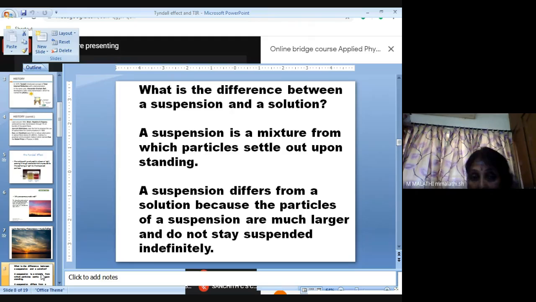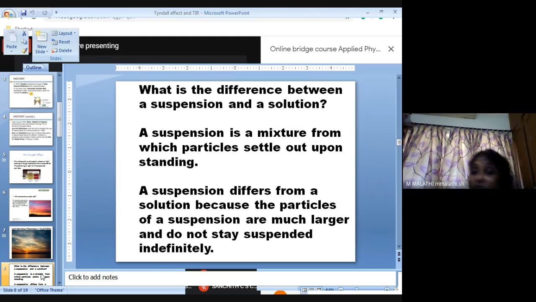What are suspension, solution, and colloid? Suspension, solution, and colloid are all in liquid form. Only the particle size in them will vary. Now we will see what a suspension is.